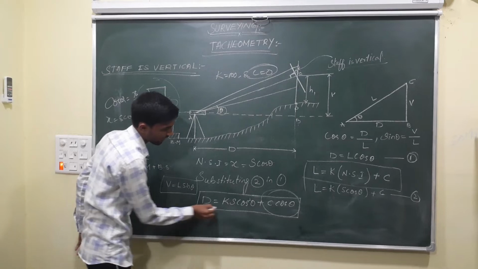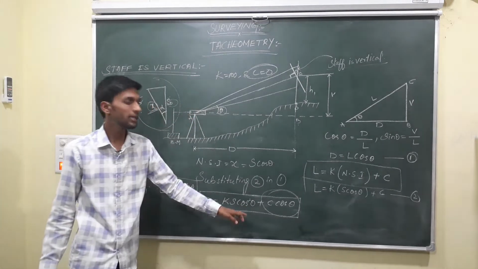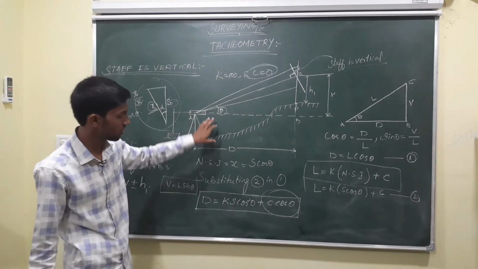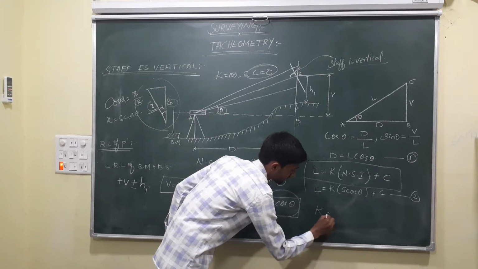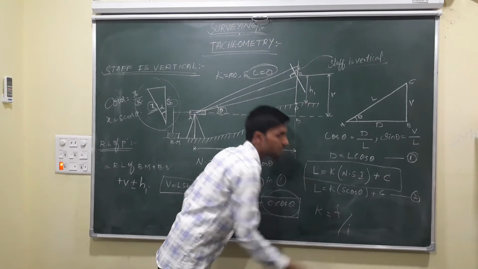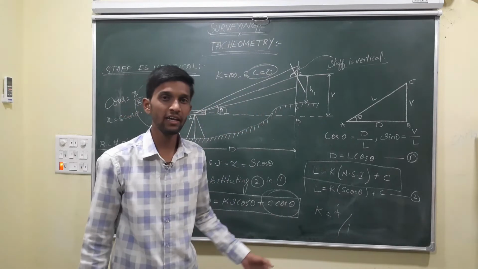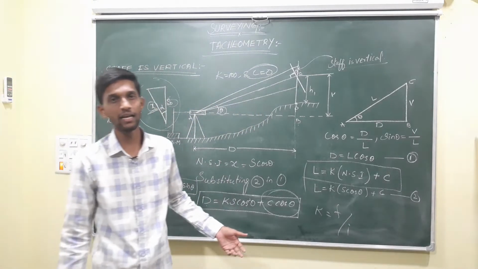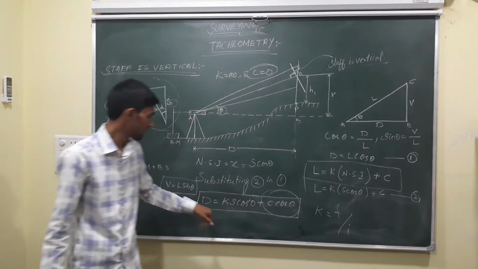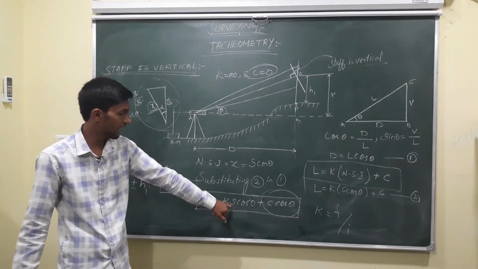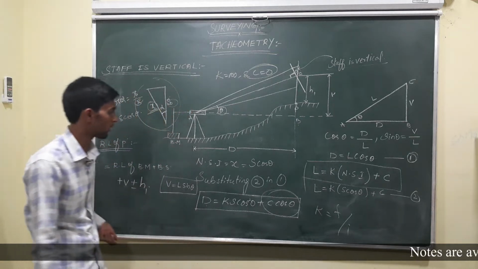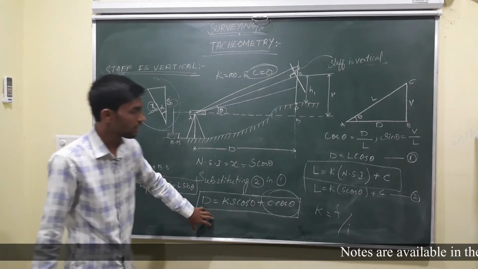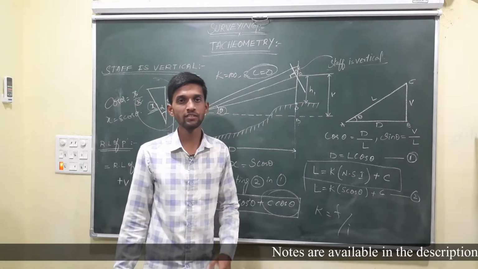So only D is equal to K S cos square theta, where theta is the angle of elevation, K is f by i, that is the analytic constant. This will be given in the question as K. If it is mentioned as an analytic lens, then K is equal to 100. D is equal to K S cos square theta. S is the staff intercept, that is the normal staff intercept. Okay, this is the equation for the horizontal distance.